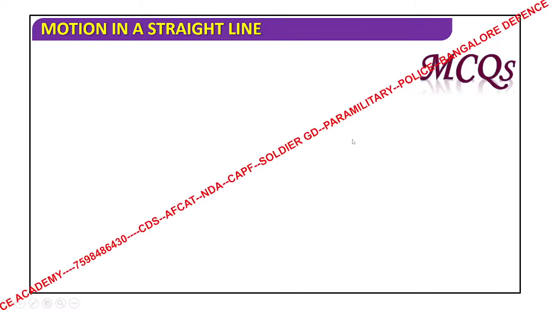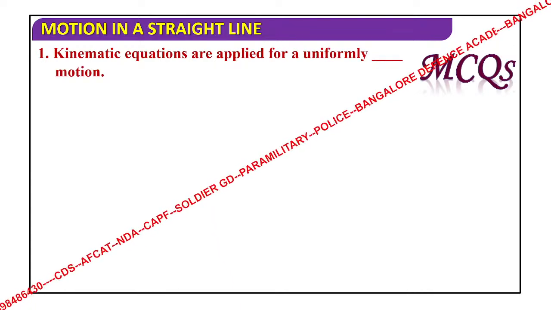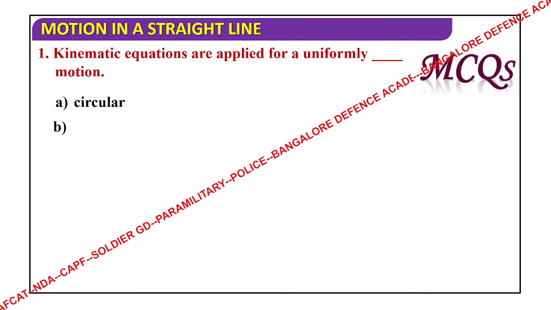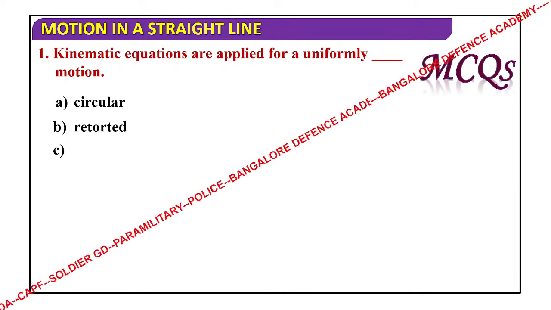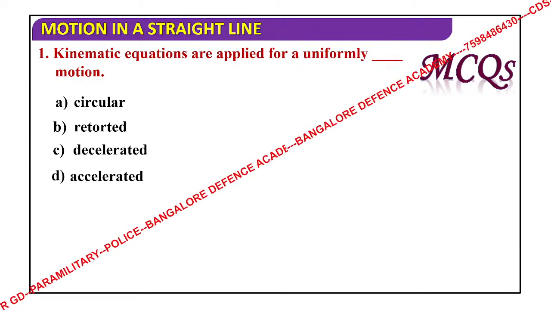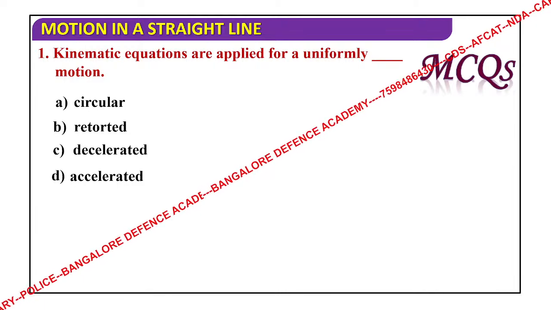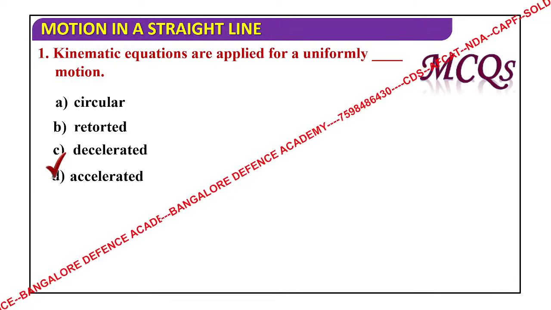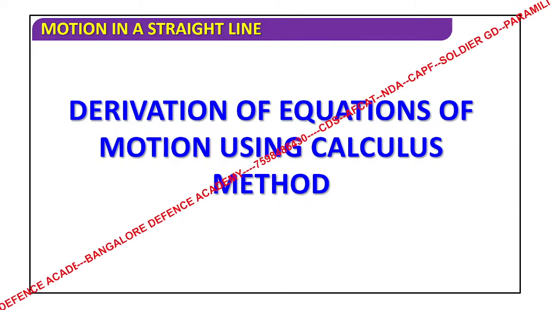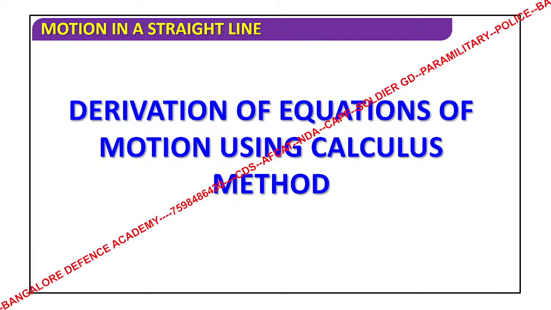Now let us try some MCQs here. Kinematic equations are applied for a uniformly dash motion: circular motion, retarded motion, decelerated motion, accelerated motion. The answer is accelerated motion.